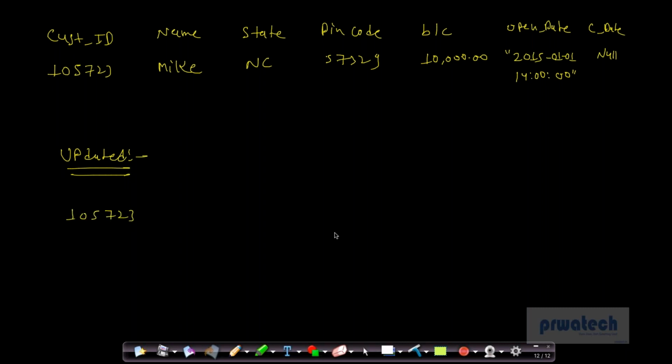105723. Customer ID will remain same. Name is same. State is NC. Pin code is 57329. Sorry, state will change. Okay. Balance of this account after 5 years is dynamically changing. $17,000.